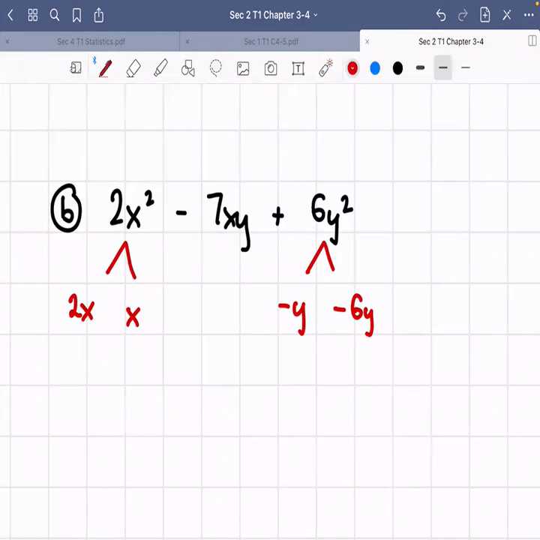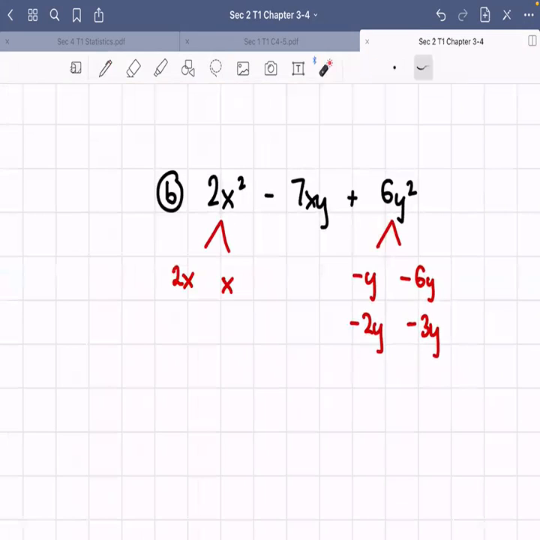So what else? We can have negative 2y and negative 3y. Those are the possible factors of positive 6y squared. Now why did I enumerate negatives? Because look, my middle term is negative. That means I can only get a negative answer by adding two negative factors. So let's guess and check now.